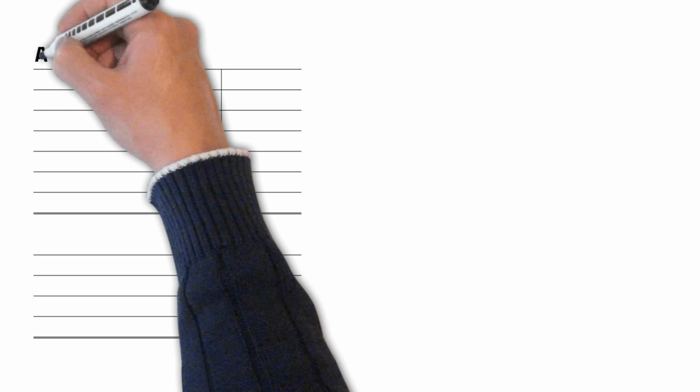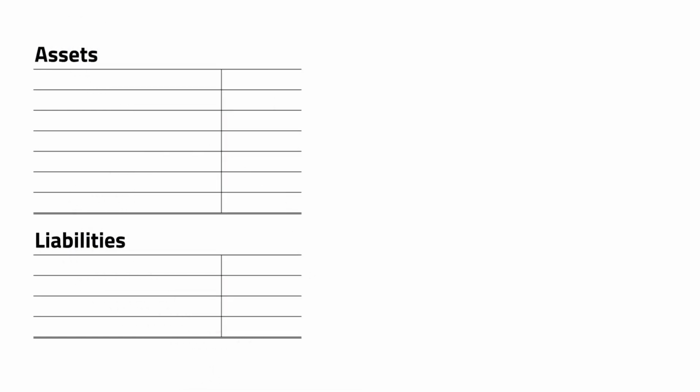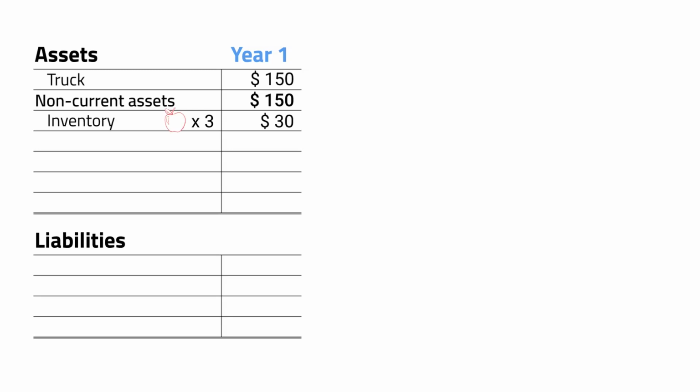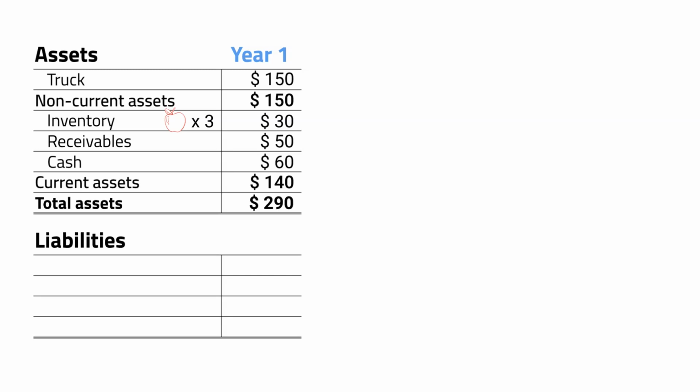Let's have a detailed look at how the indirect cash flow is constructed from the financial statements of our Apple business. Let's start with the balance sheet of our business in year 1. We have a truck with a value of $150. That would mean non-current assets of $150. Then we have inventory of apples of $30, 3 apples at $10 each. Receivables from our customers are $50. Also, we have cash of $60. Total current assets are $140, and total assets are $290.